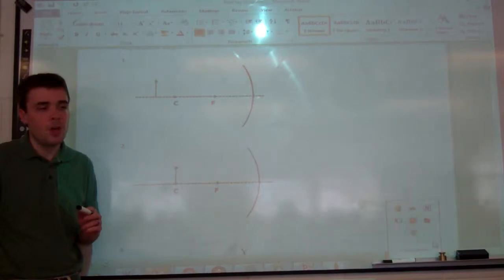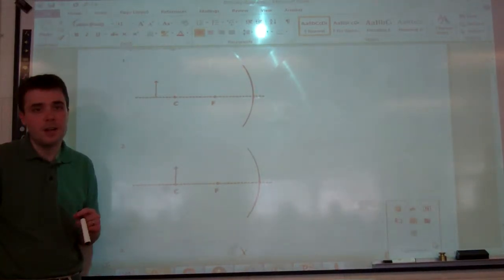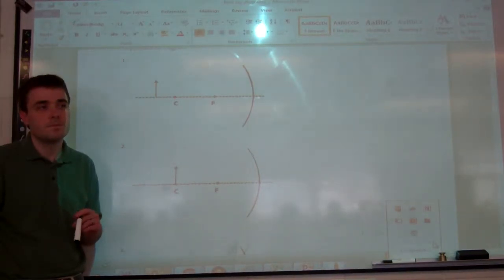You can use a sheet of paper though. The lines don't actually have to be perfectly straight. They're really just kind of like estimates. Alright, you can use your planners as well. I just need a straight edge.